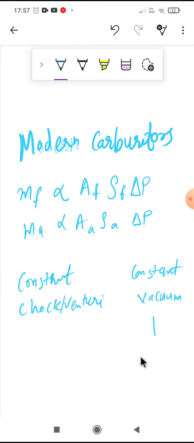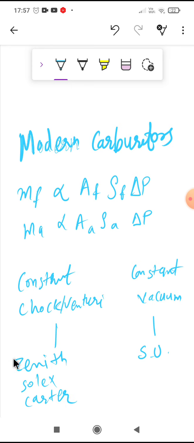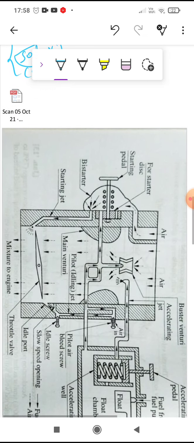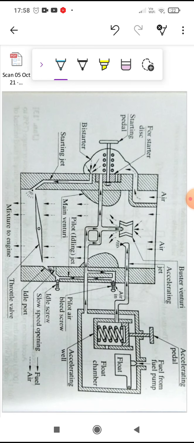In constant vacuum, the carburetor comes as the SU carburetor, while in constant choke and constant Venturi, the carburetors come as Zenith, Solex and Carter. So we are going to study four different types of carburetor. We will start with the first, that is the Solex carburetor. Now just tilt your screen to understand in a better way. The Solex carburetor is shown in this figure here.